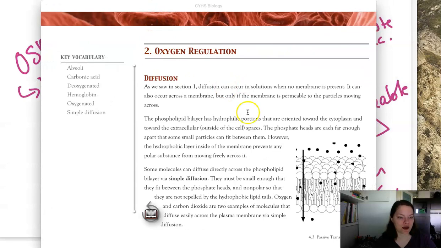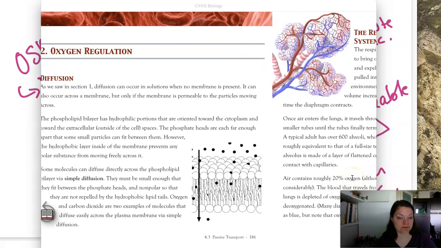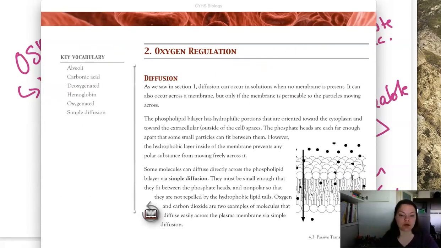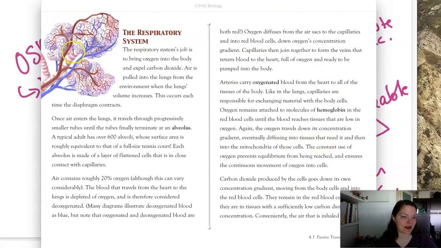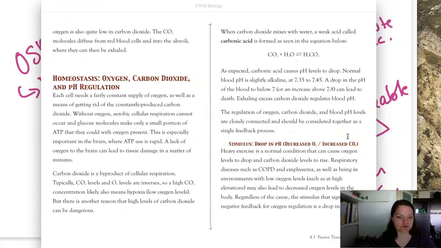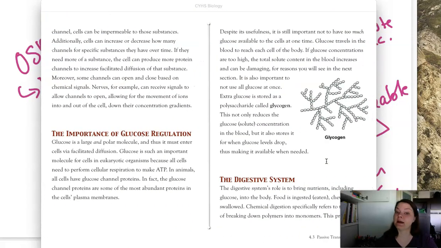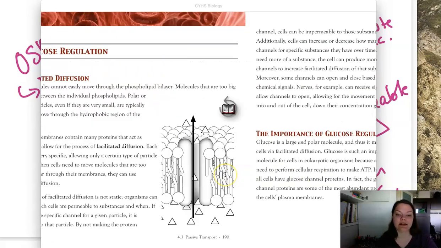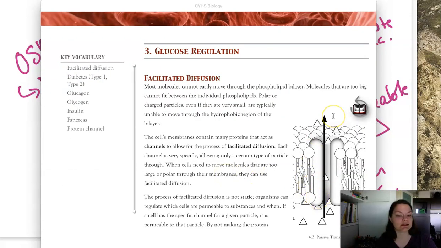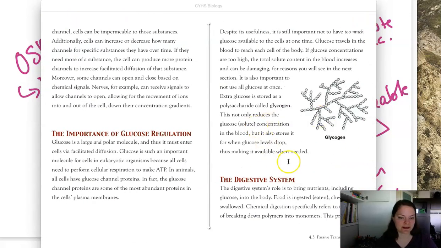Okay, so oxygen regulation, we're talking diffusion because oxygen is small, nonpolar, it's moving directly across the phospholipid bilayer. This is going to be important in the respiratory system. When we look at facilitated diffusion, we know that glucose is too big, so it's going to have to go through a channel. That makes it facilitated versus just simple diffusion, meaning that it's going through a channel instead of just through the phospholipid bilayer.